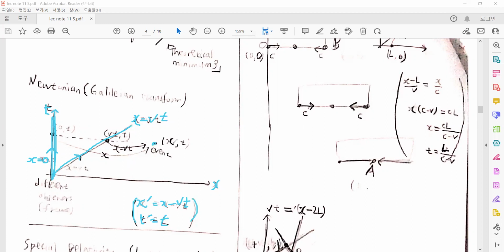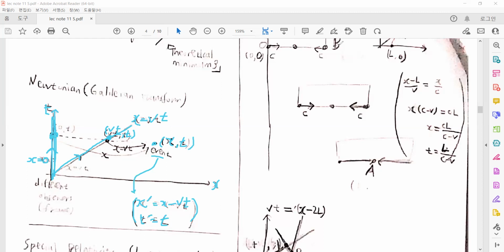There are some specific events at the point X, T. For the last prime, that is just X comma T, but for the moving prime, there are specific points on the line X equal to VT. So for that observer, such events are observed as X prime and T prime, which is X minus VT and T.